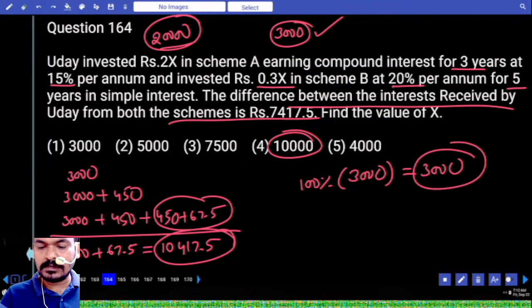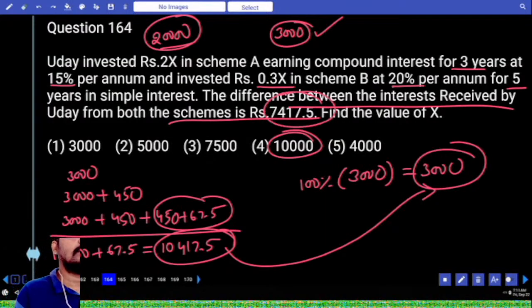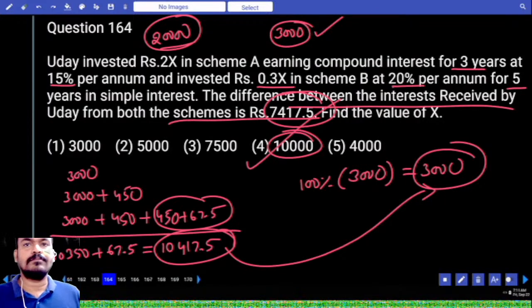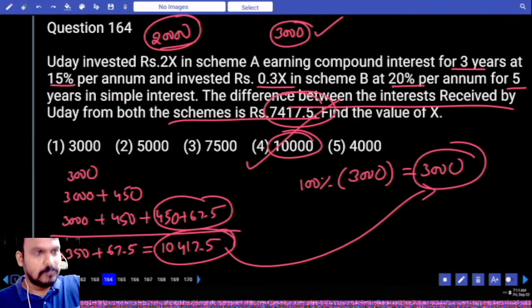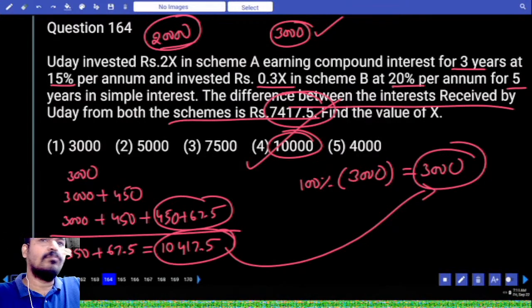What is the first case interest? 10,417.5. Second case interest 3,000. Difference is how much? 7,417.5. Same or different? Same. Means x must be 10,000. More interest difference means principal also more value.